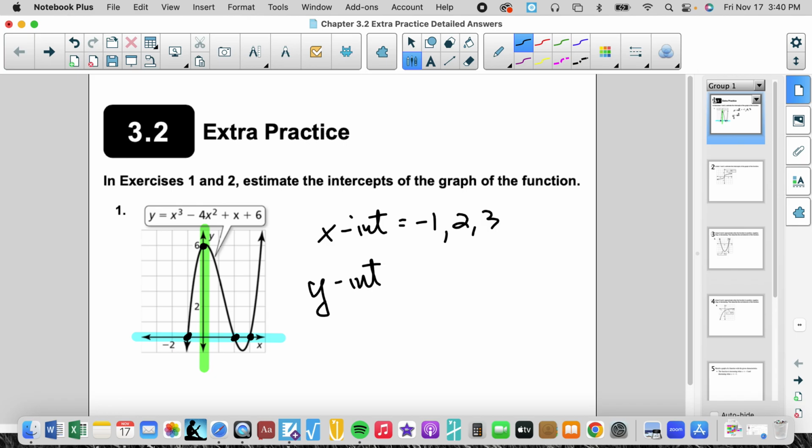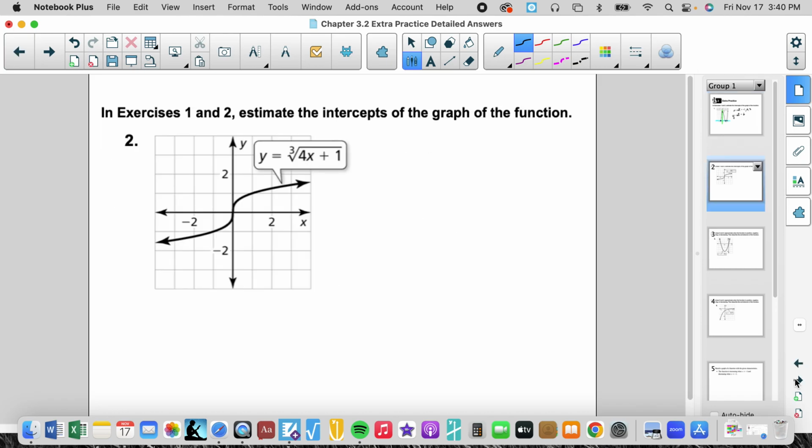Y-intercepts. Where does the line or the nonlinear graph cross the y-axis? And it's going to cross it at 6. So estimate the intercepts. That's a good estimation of what those intercepts would be.